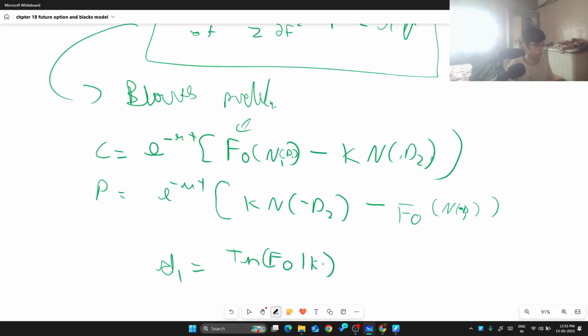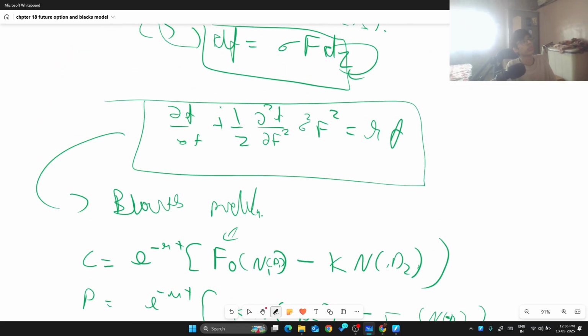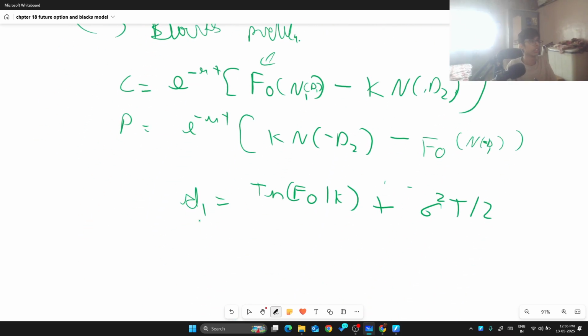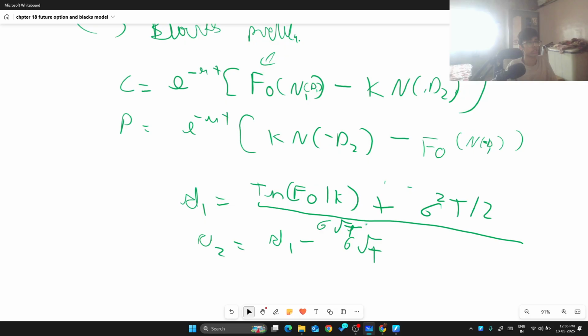There is no mean. You can see it here: there is a half mu term, right? Now there is no such term because there is no drift term in our equation here, and that's Black's formula. D1 and D2 are simple: D2 is D1 minus sigma root t. That's the famous Black's formula.